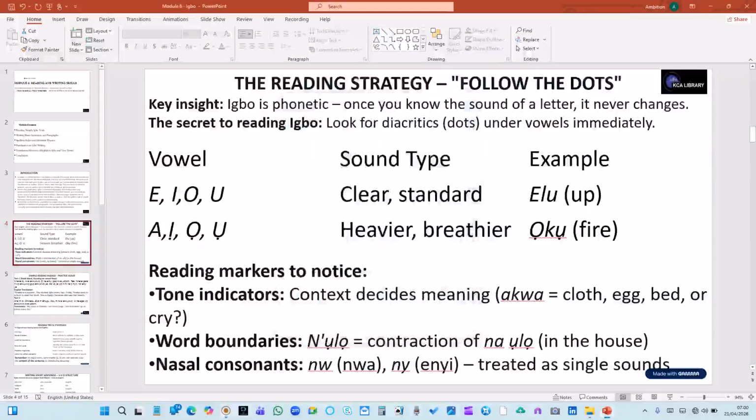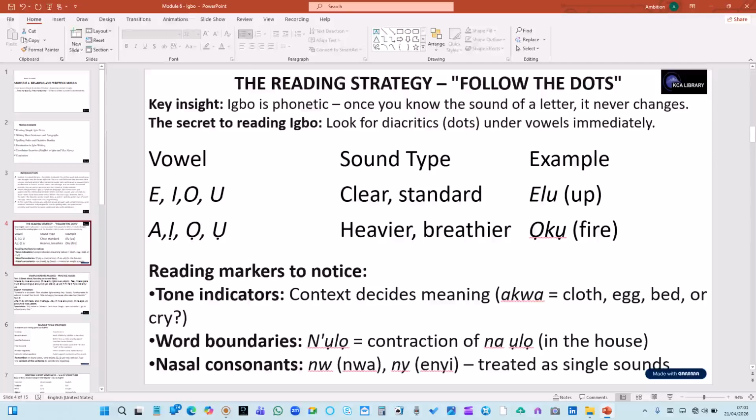The key insight, yes, Igbo is phonetic. Once you know the sound of a letter, it never changes. The secret to reading Igbo is to look for the diacritics, that is the dot under the vowel, immediately. For example, the vowels are A, I, O, U. Then the sound type is clear, standard. An example, Elu means up. Then the second group of vowels in Igbo includes A, E, O, O, which is heavier and breathier. Example, Oku, which is fire.